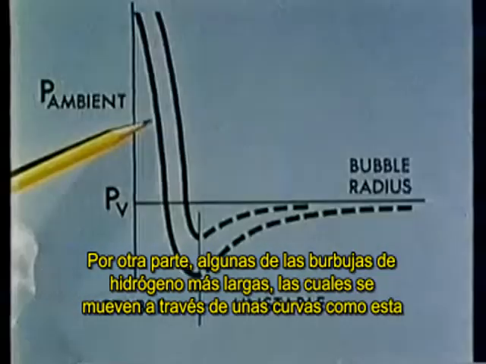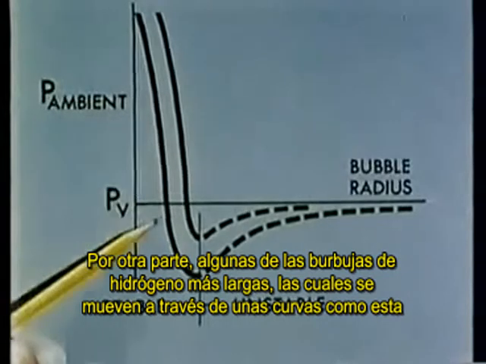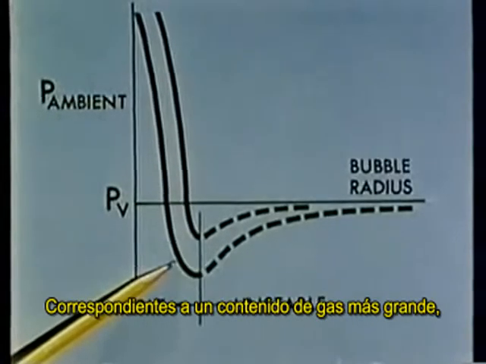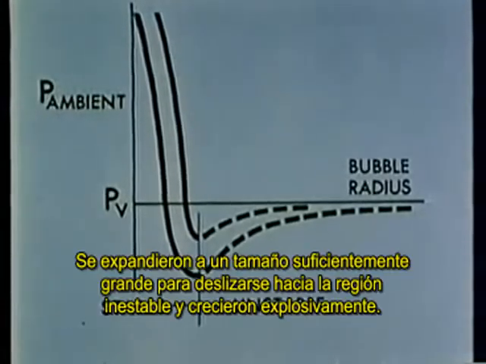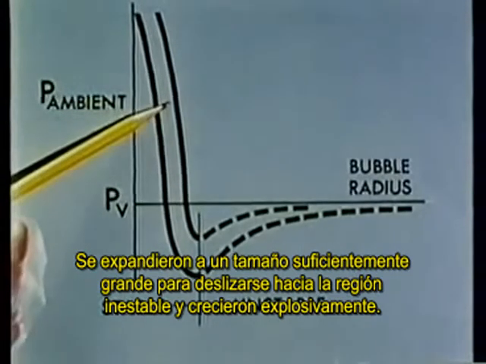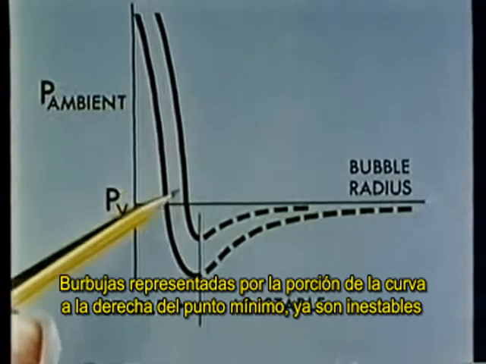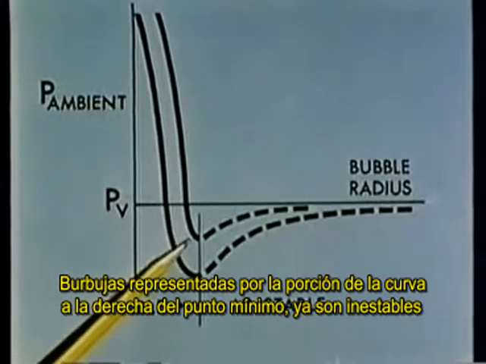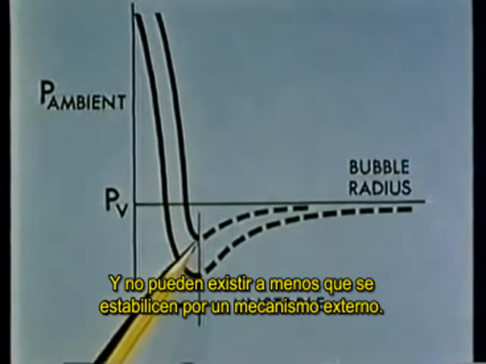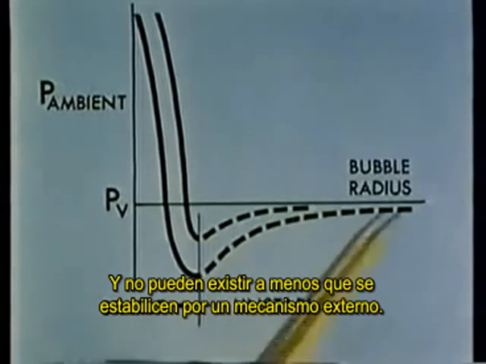Although the smaller oxygen bubbles expanded as the pressure was reduced, they never reached a size large enough to become unstable. On the other hand, some of the larger hydrogen bubbles, which moved along a curve such as this one corresponding to a larger gas content, did expand to a size large enough to slip into the unstable region and grew explosively. Bubbles represented by the portion of the curve to the right of the minimum point are already unstable and cannot exist unless stabilized by some external mechanism.